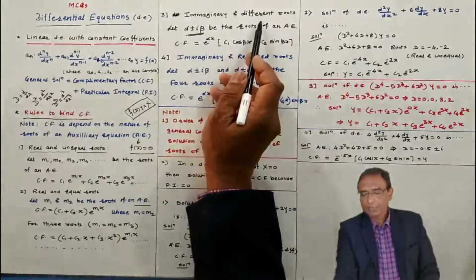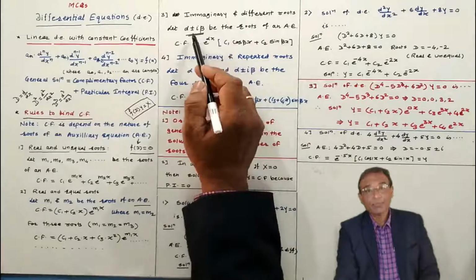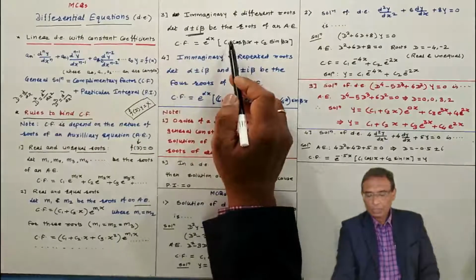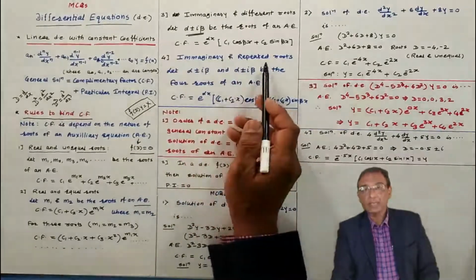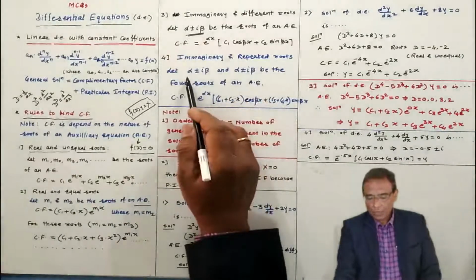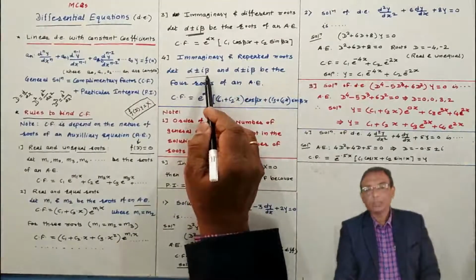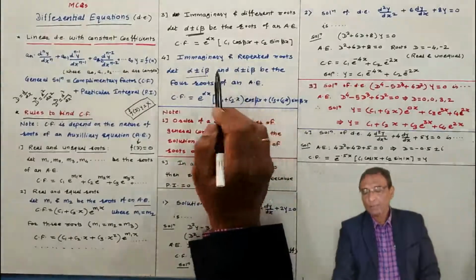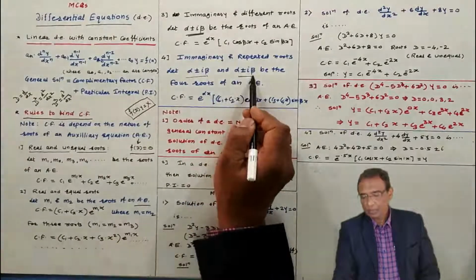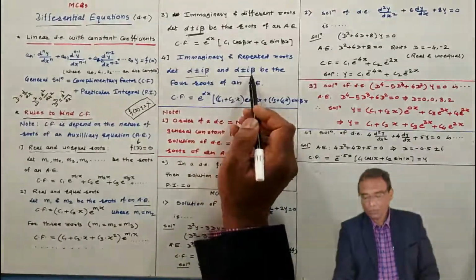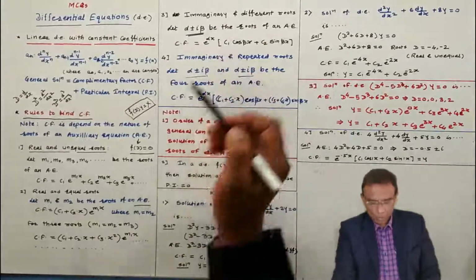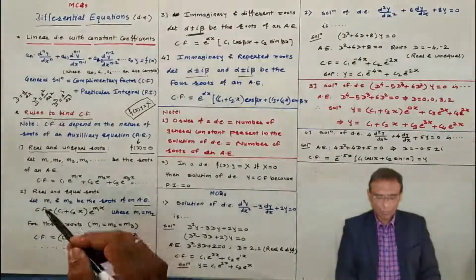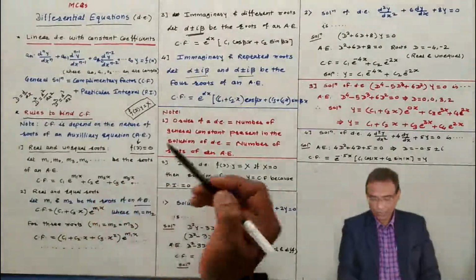And this imaginary and different roots case is only made for alpha plus minus i beta type roots. This is for two roots only. Now, the next case is imaginary and repeated. Here also, alpha plus minus i beta is a pair of roots, two roots. Again, alpha plus minus i beta is a pair of other roots. Means here we have four roots. This case is made for four roots. This case is for two roots. This case is for n number of roots, and this case for n number of roots.